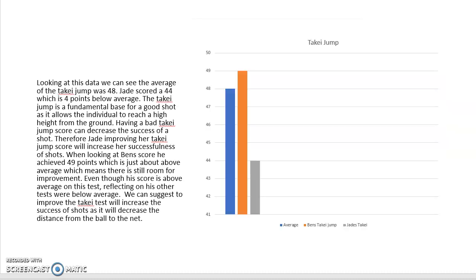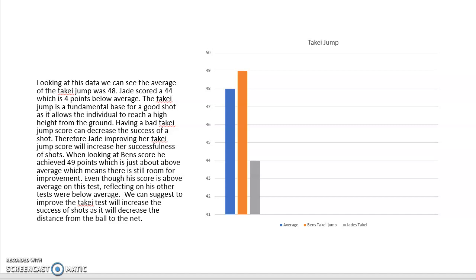When we look at the tacky jump, there was an average of 48. When we look at Jade, she only had an average of 44, which is 4 points below average. This jump is a fundamental base for a good shot, as it allows the individual to reach a high height from the ground. Having a bad jump score can decrease the success of a shot. Therefore, Jade improving her jump score will increase her successfulness of shots.